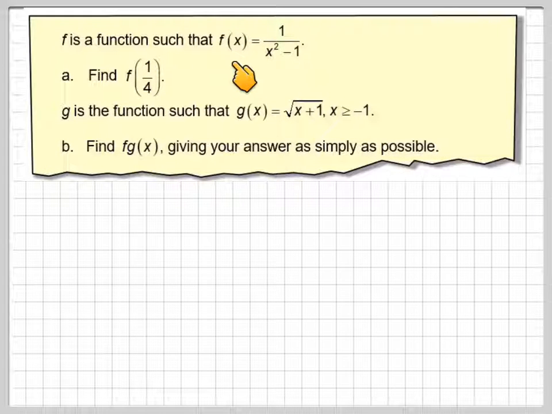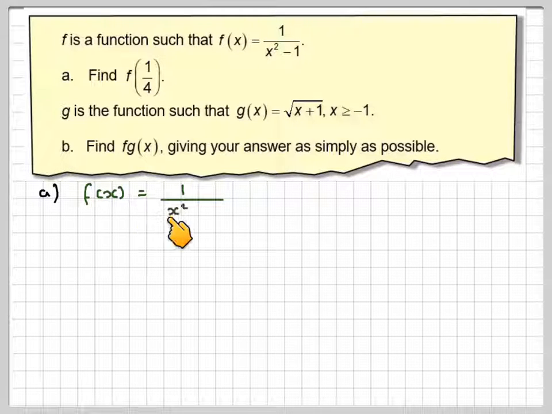f is a function such that f of x is 1 over x squared minus 1. Find f of 1/4. g is a function, g of x is equal to the square root of x plus 1, where x is greater than or equal to minus 1. Find fg, giving your answer as simply as possible.